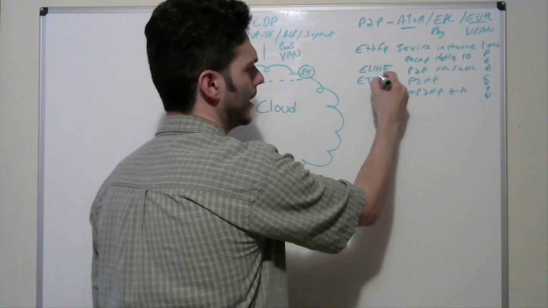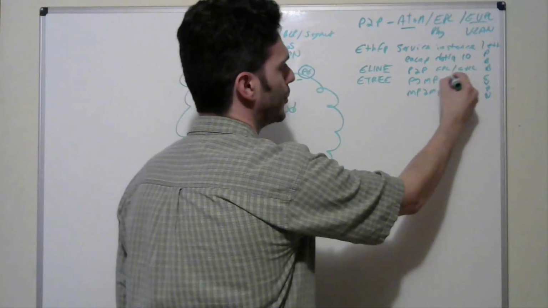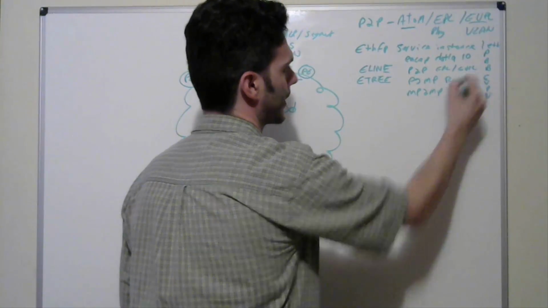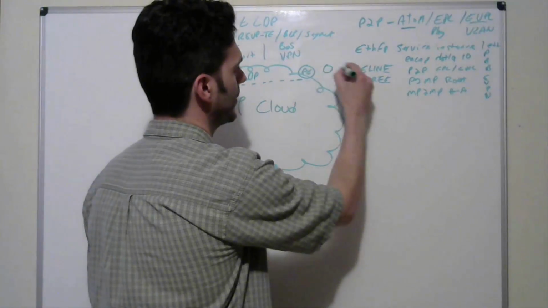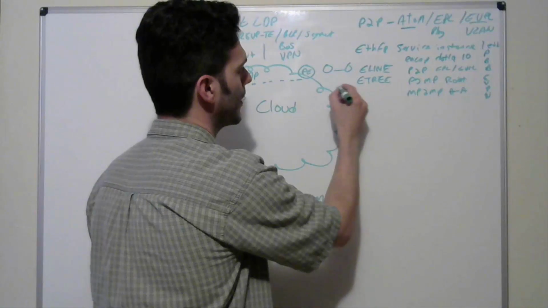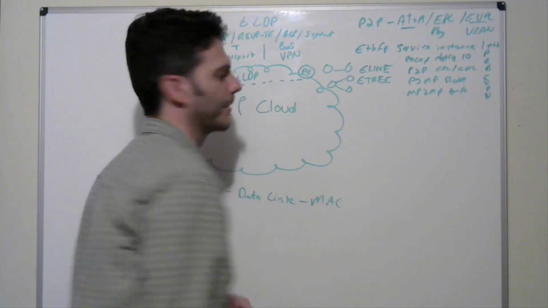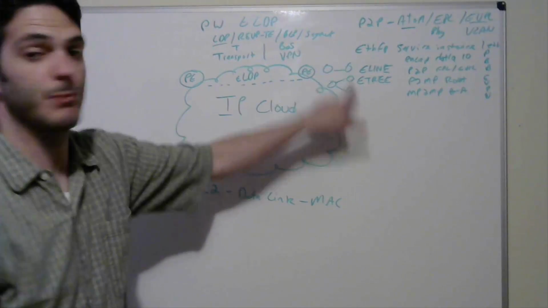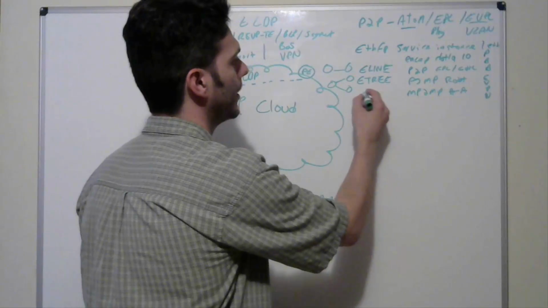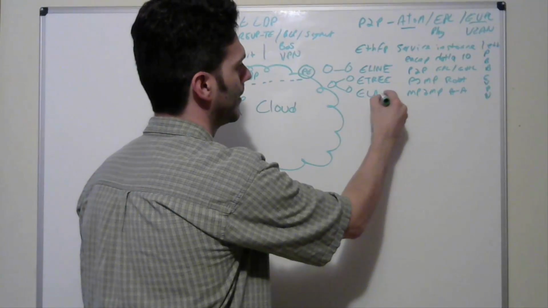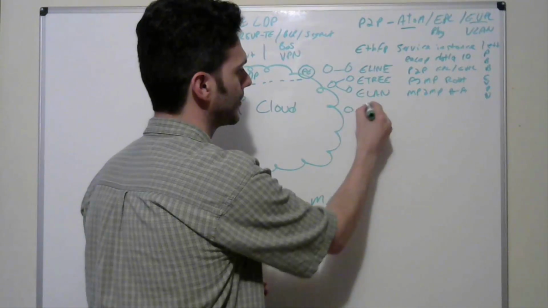So what's an E-Tree? An E-Tree is going to be your rooted connection, more like this, where you have a hub and spoke type connectivity. And then you have your multi-point to multi-point. This is going to be your E-LAN, which is going to be your any-to-any, or something more like this.